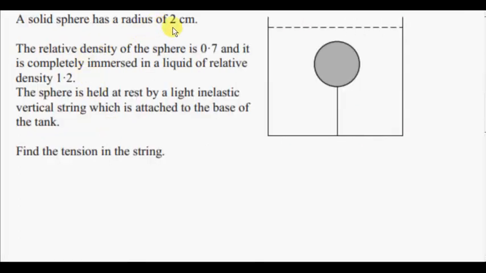A solid sphere has a radius of 2 centimeters. The relative density of the sphere is 0.7 and it is completely immersed in a liquid of relative density 1.2. The sphere is held at rest by a light inelastic vertical string which is attached to the base of the tank. We are going to find the tension in the string.